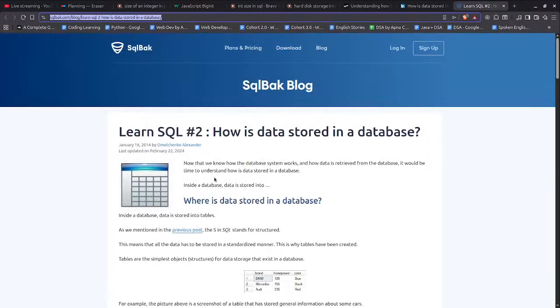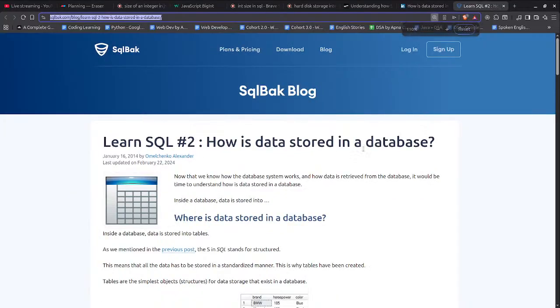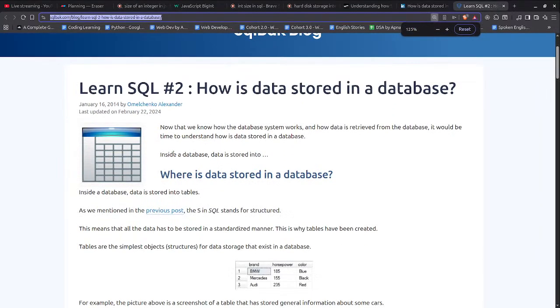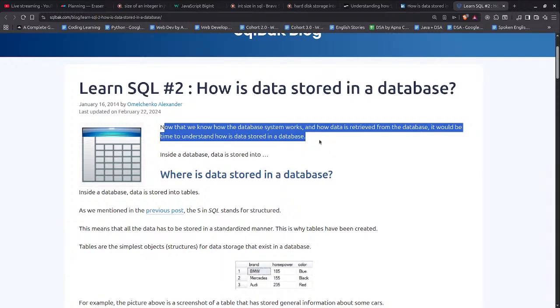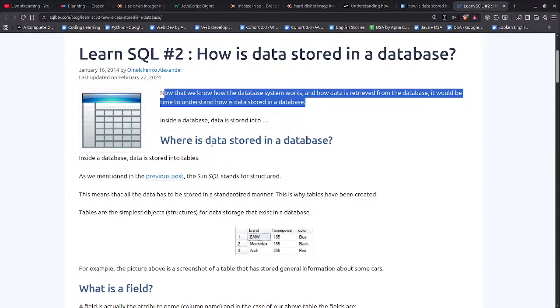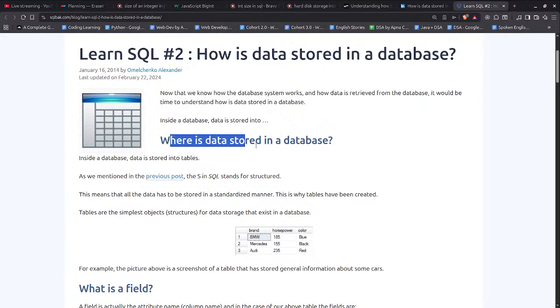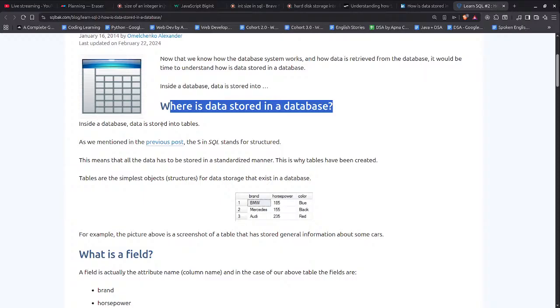Coming back to this, how is data stored in a database? Now we know how the database system works and how data is retrieved from the database. It would be time to understand how data is stored in the database. Inside the database, data is stored in tables.